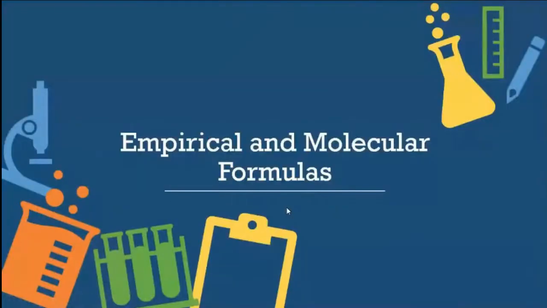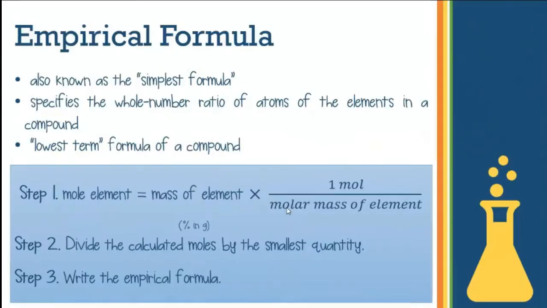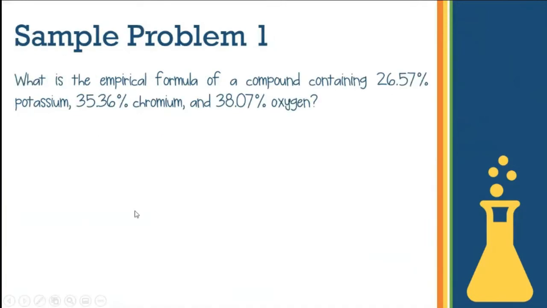Let's talk about empirical and molecular formulas. When you see empirical formula, it is also known as the simplest formula. It specifies the whole number ratio of atoms and the elements in a compound, and also known as the lowest term formula of a compound. So for us to get the empirical formula, we get mole of the element. So mass of the element times 1 mole over the molar mass of the element. Just like getting the mass to mole relationship. Okay. After you get that, you divide the calculated moles by the smallest quantity, and you are now ready to write the empirical formula. Let's start with the first sample problem.